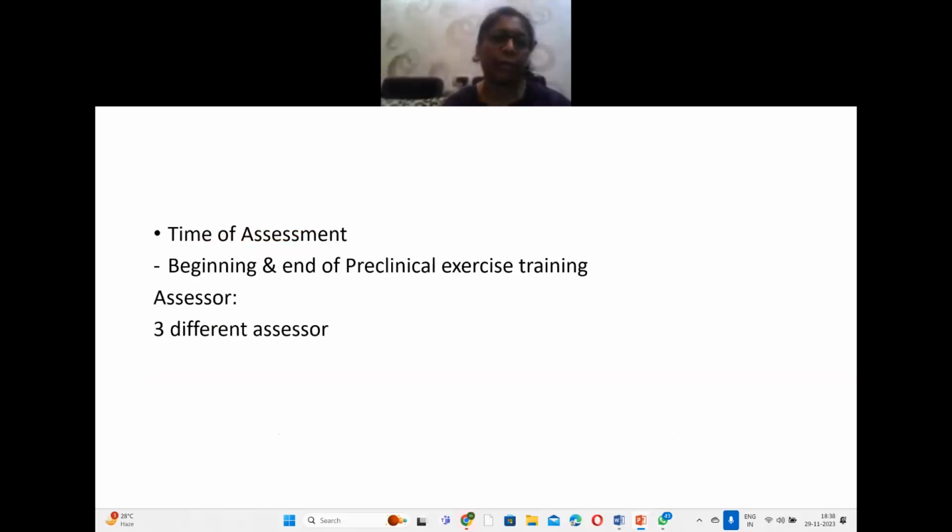Okay, and the time of the assessment will be at the beginning and end of the preclinical exercise training. There will be 3 different assessors in each institute, which will report to the principal investigator to avoid any bias.